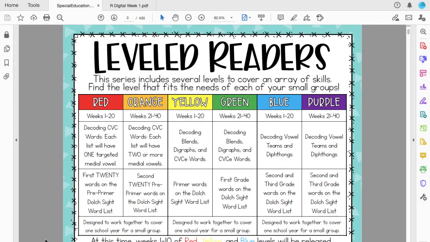Now I'm going to do a screen share and show you a little bit of what is included. This is on page 3 of the actual product. It's also included in the preview. It just walks you through what we are working on. You can see the red and the orange. This is the lowest level, and they're working on CVC words in both the beginning and the end of the year. At the beginning of the year, it's just targeting one medial vowel. So it's all short O, all short U, all short I, or whatever. But as the year goes on, those medial vowels are hard and they need to be practiced.